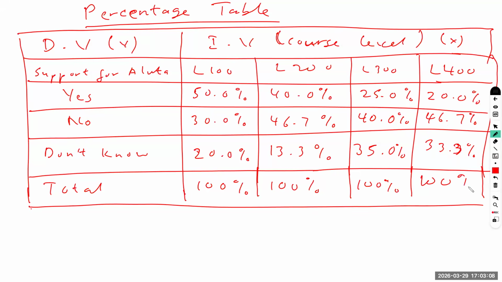So in a nutshell, we've constructed the cross percentage table, the crosstab table, showing the relationship between the dependent and independent variable. Up to this stage, does anyone have a question before we move to the analysis?